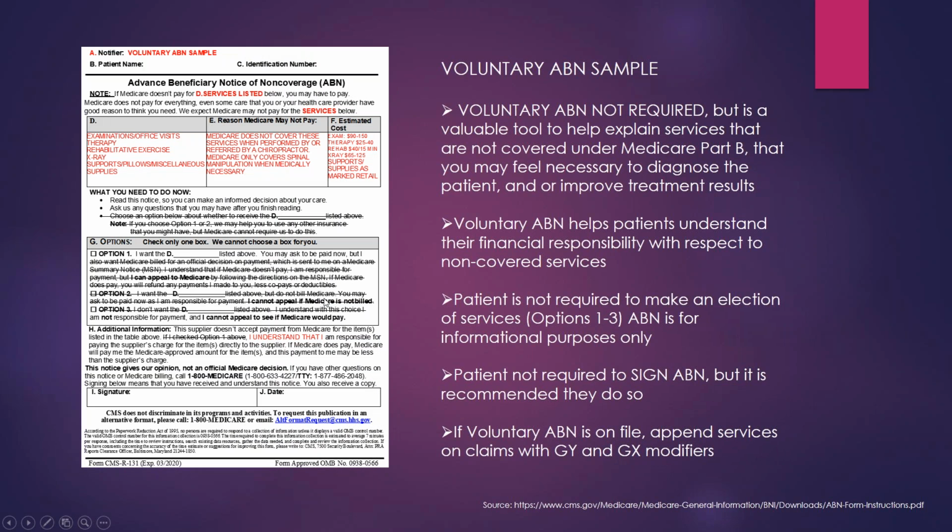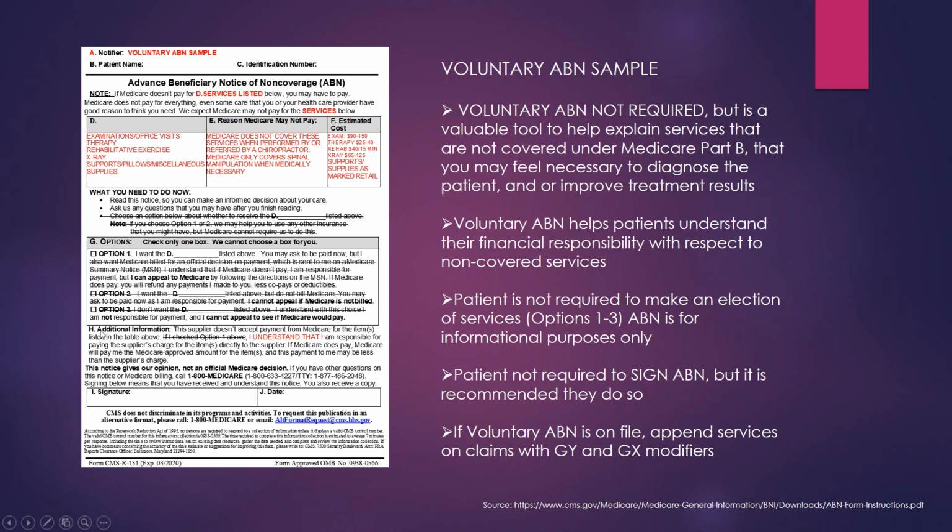This is what a voluntary ABN would look like. So you'll notice that you can have all of your common services. The reason Medicare does not pay is Medicare does not cover these services when performed or referred by a chiropractor. And then you would have a range of fees for the different services. You would strike out the options. They don't choose an option for the voluntary ABN. It is informational only, okay? But they understand that they're responsible for paying the charge for the items.